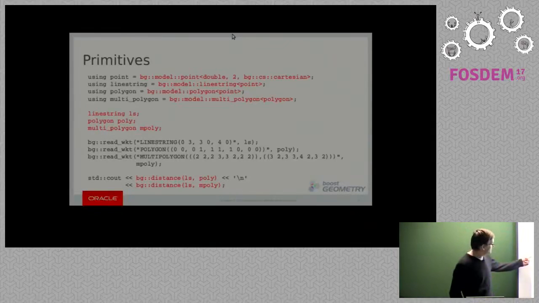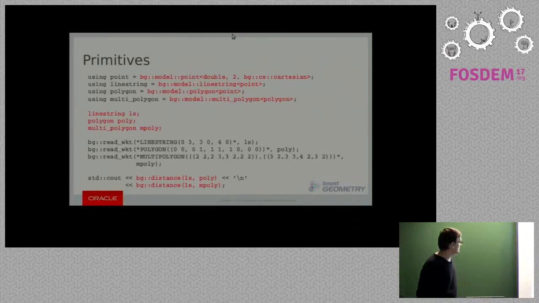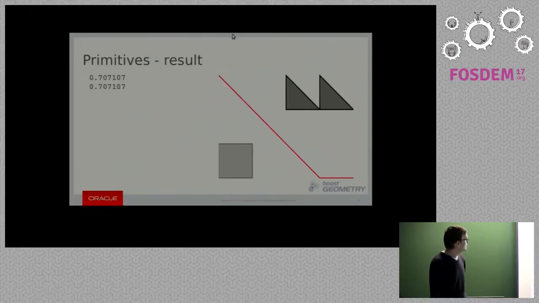And here I create the objects, so the representations of line string, polygon, and multi-polygon, fill them with data, and display some distances between line string and polygon, and line string and multi-polygon. This is done in Cartesian, as you can see at the top right corner. And this is how it looks like. The distance between line string and polygon and multi-polygon are the same.